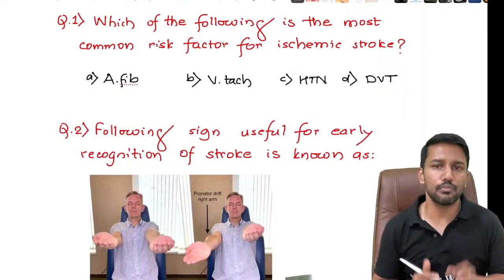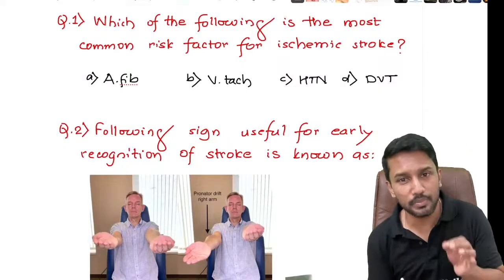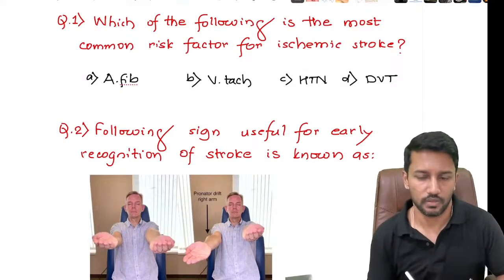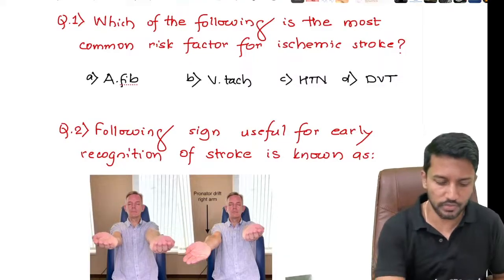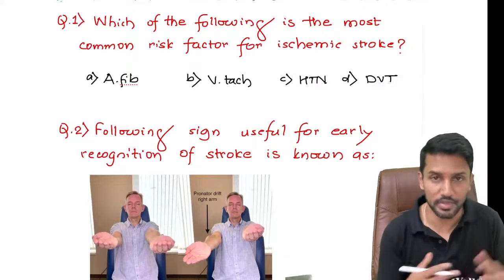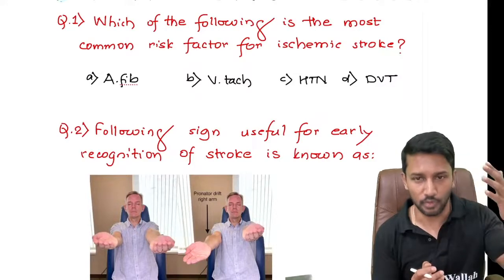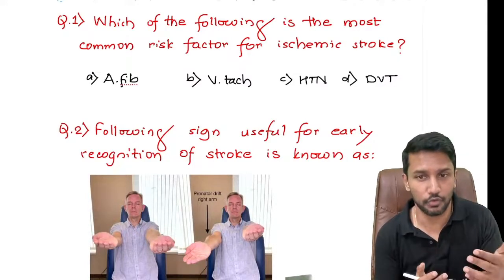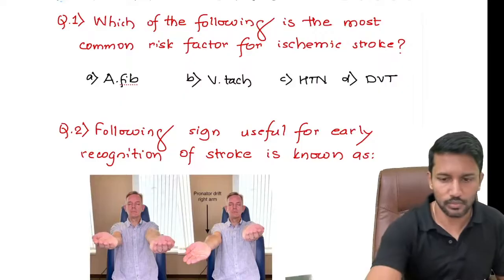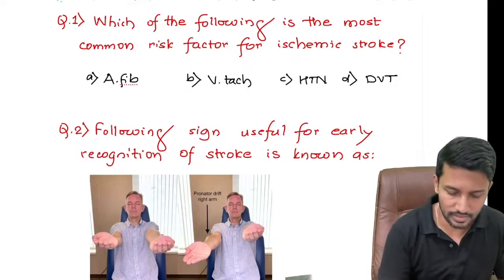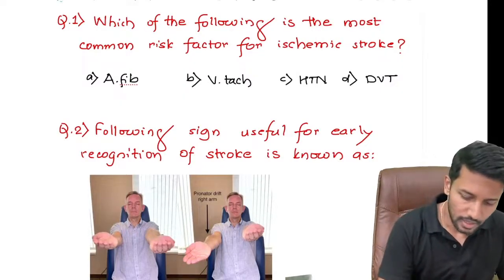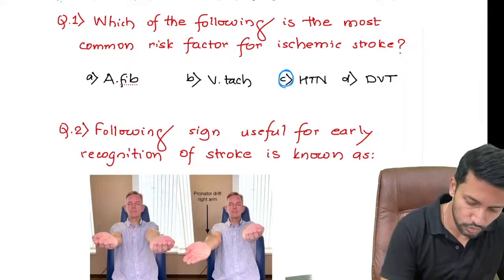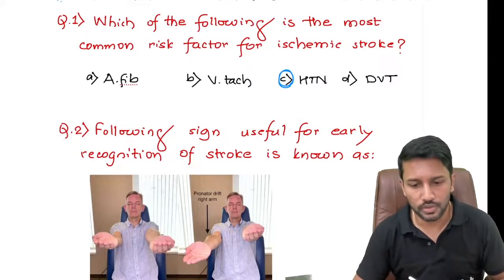Which of the following is the most common risk factor for ischemic stroke? We have learned about the classification of the stroke in the previous session, and we know that we divide them into hemorrhagic and ischemic. And then among the risk factors that are there for stroke, what is the most common? I think most of us know the answer pretty clearly, and that is going to be hypertension, right? Hypertension is the most common risk factor for stroke.